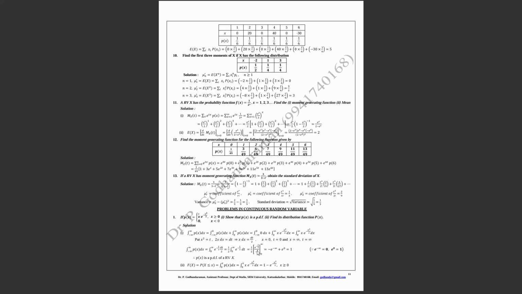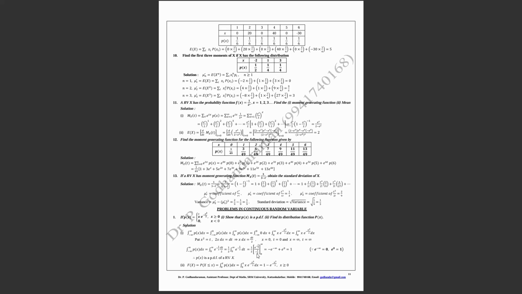So the integration of e power ax is equal to e power ax by a. So the integration of e power minus t by 2 is equal to e power minus t by 2 by the coefficient of t, which is minus 1 by 2. So e power minus t by 2 by minus 1 by 2, and already we have the constant of 1 by 2. This 1 by 2 we can cancel.